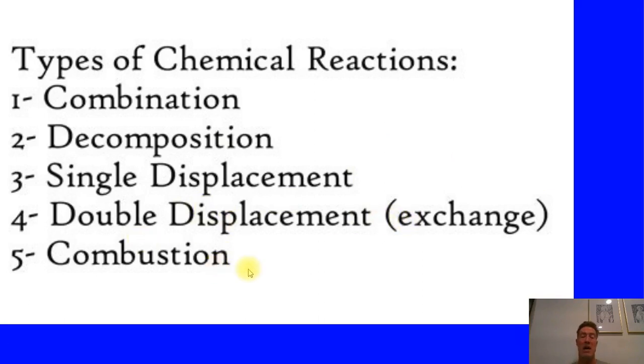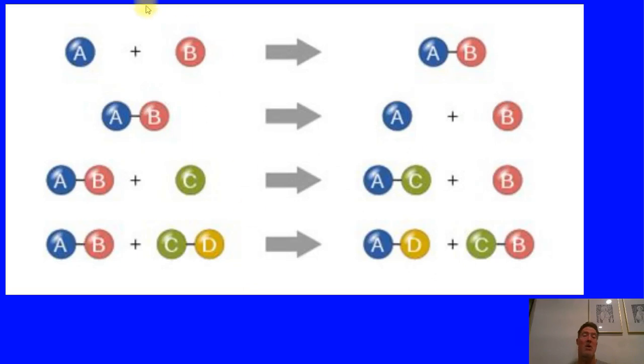Combustion reacts with oxygen. Okay, and here are some diagrams. A plus B making AB, combination. AB being cut back into its parts, decomposition. Notice these are inverse reactions. Combination makes something, decomposition unmakes it. In this case, C is going to kick out B and go home with A. In this case, A and C, the cations, are going to exchange places.